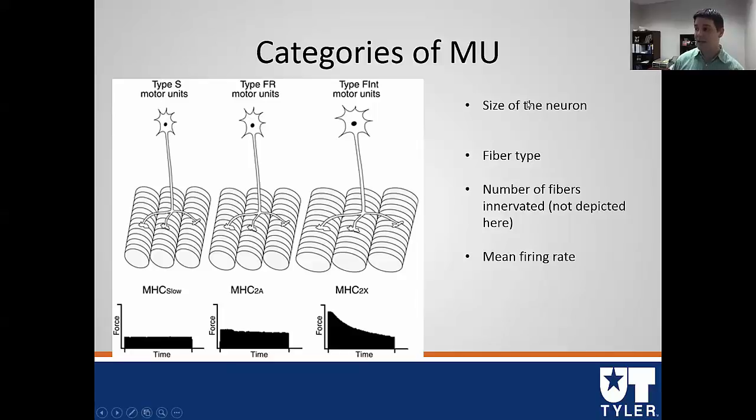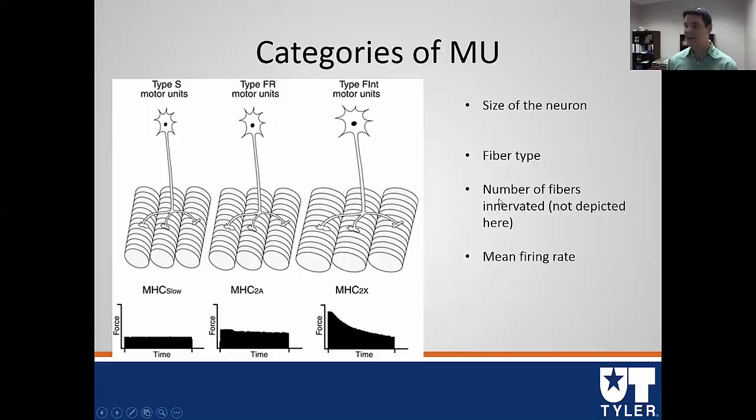Right? So we can say that the smaller the size of the neuron, the more it is related to a slow twitch fiber. The next is, as we mentioned, fiber type. A motor unit will only innervate the exact same fiber type, so we have 3 different specific motor units.